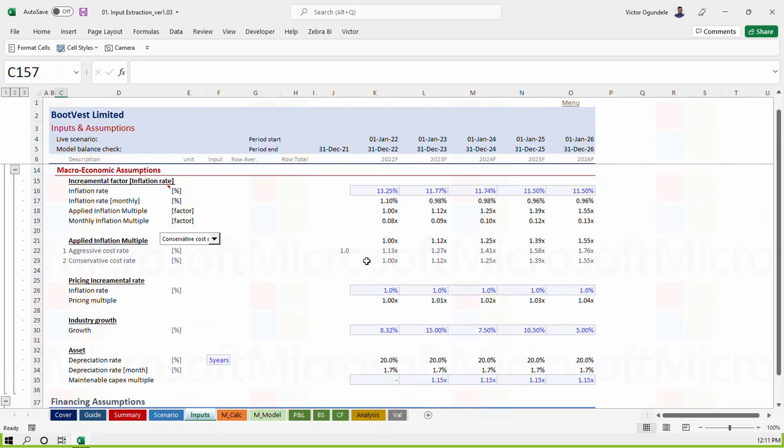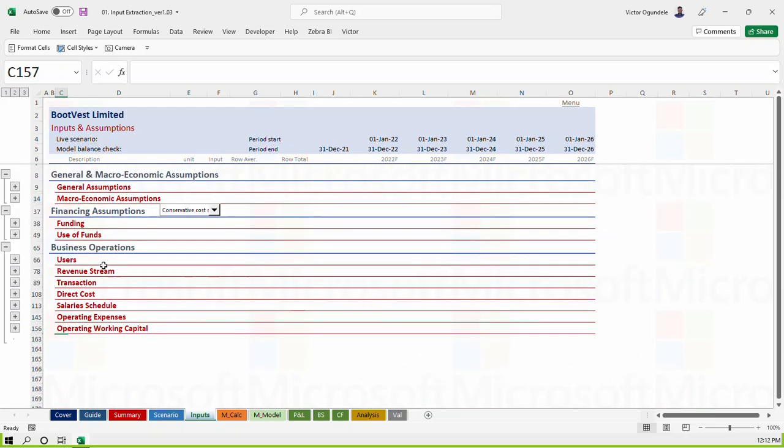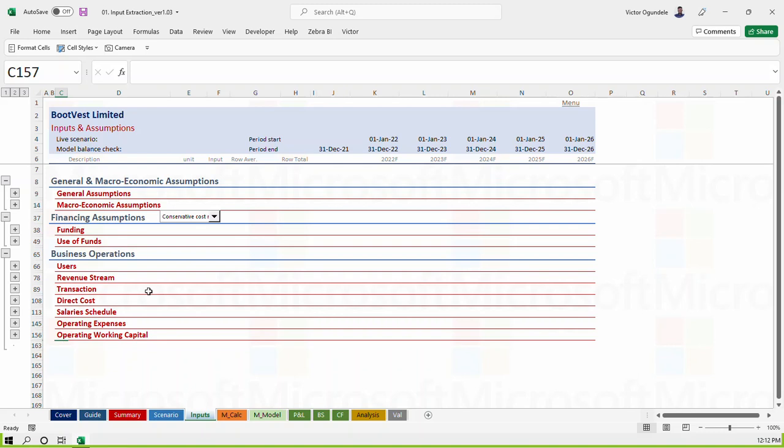Do we like it? Does it make sense? What do you think, guys? Does this make sense? So instead of having multiple worksheets, the standard is saying no, anything related to input should be in only one worksheet like this.